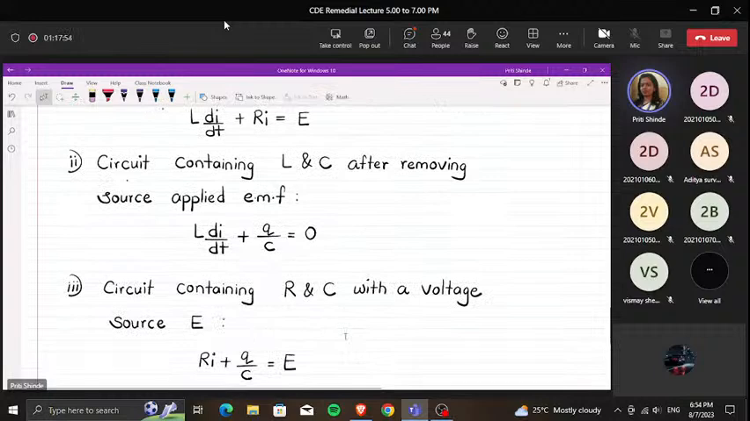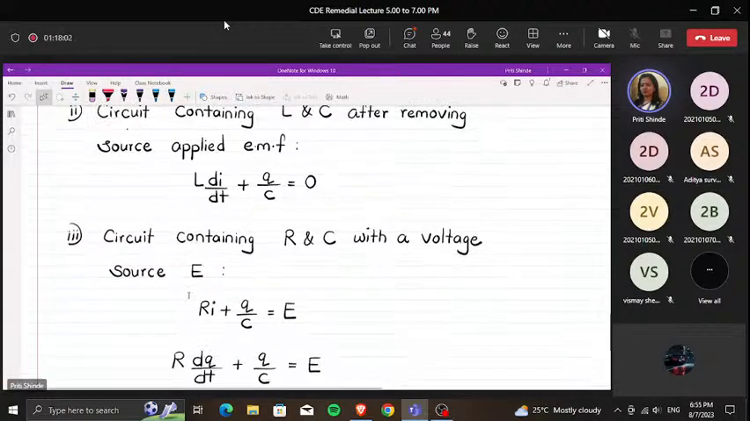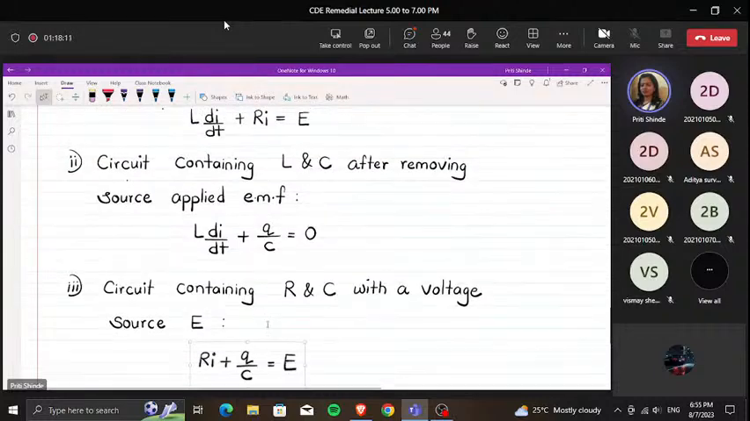Third type of circuit, LCR. So here you get three combinations, either LR, LC or RC. So along R it's Ri, voltage drop across R is Ri, across capacitance is Q by C, and it equals E. So this is not a differential equation.